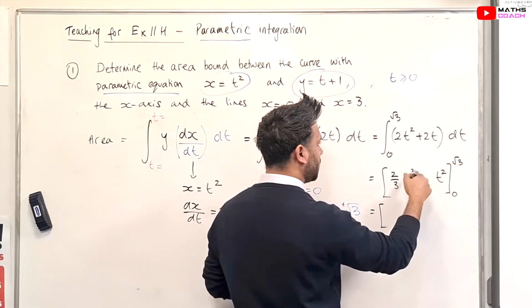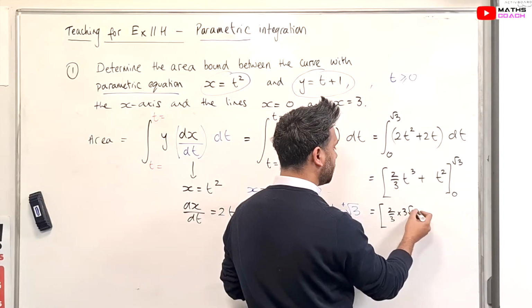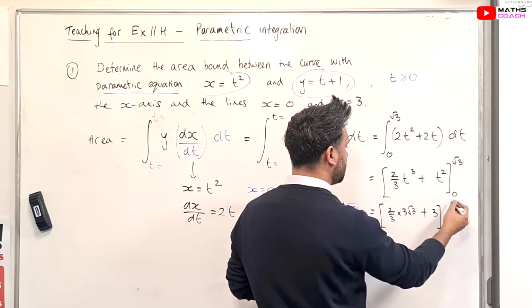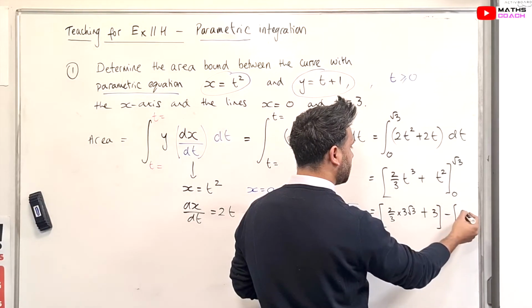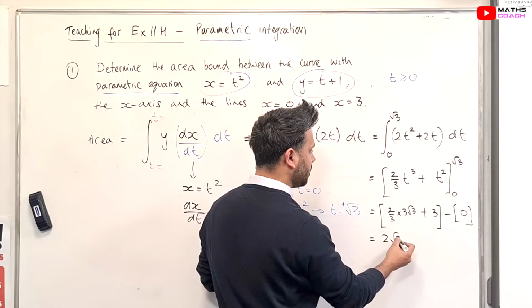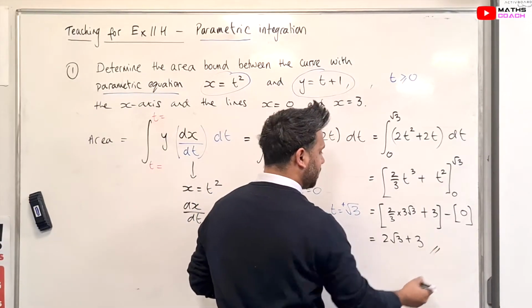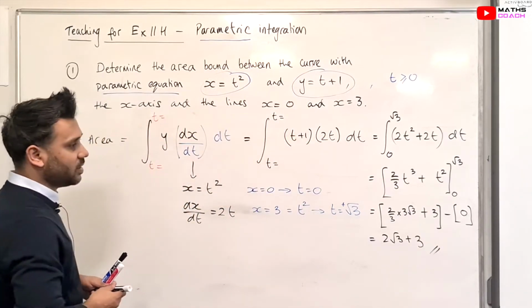So substitute in the root 3. When you substitute in 0 for both of them, you're going to get zeros. So that's going to be 2 root 3 plus 3. So this is the area of the region that we are asked to work out.